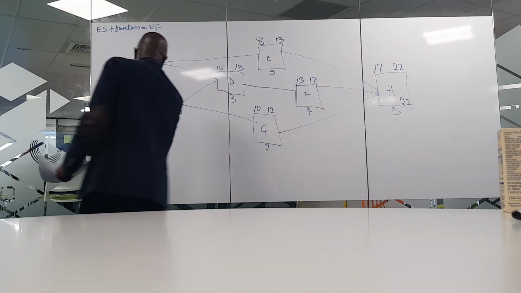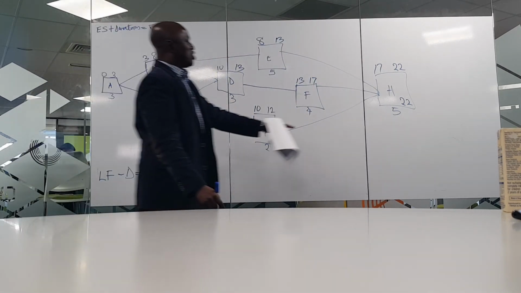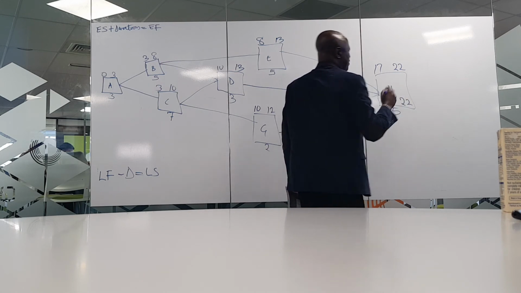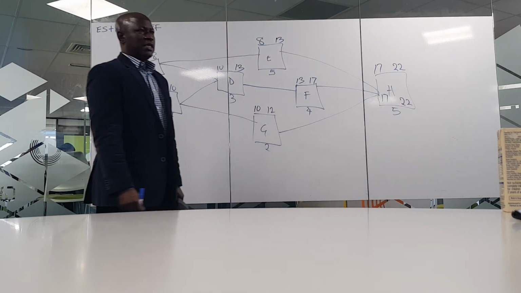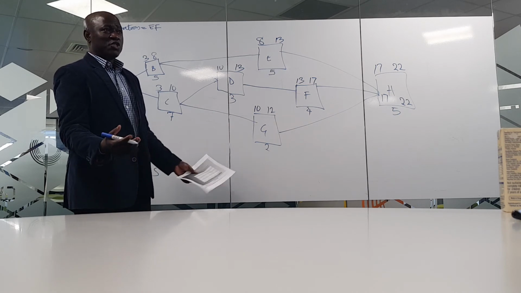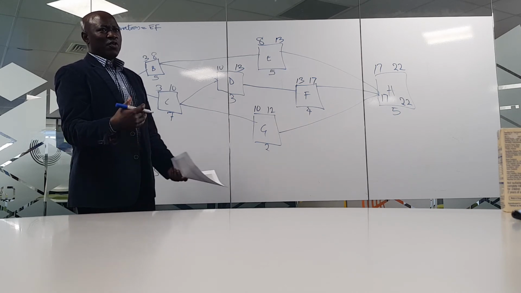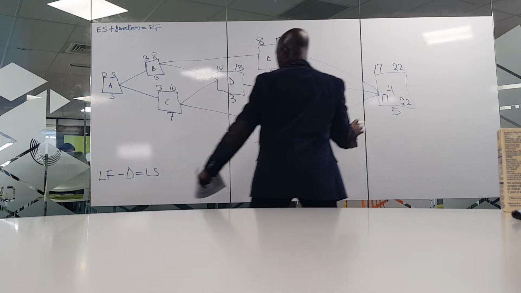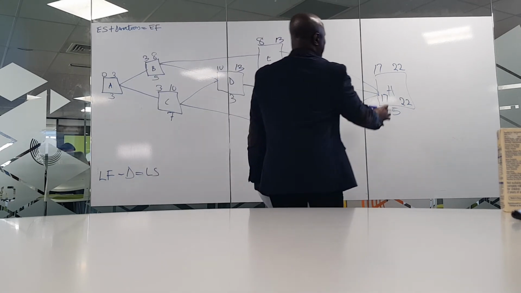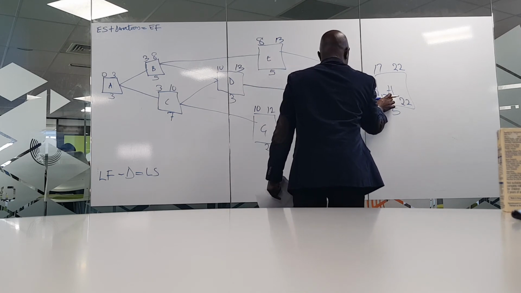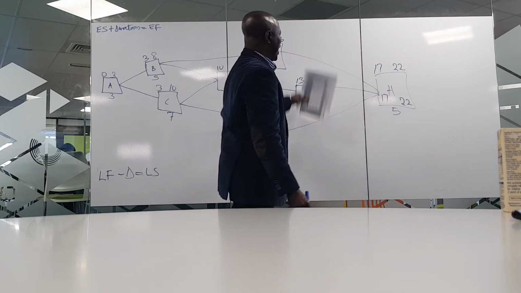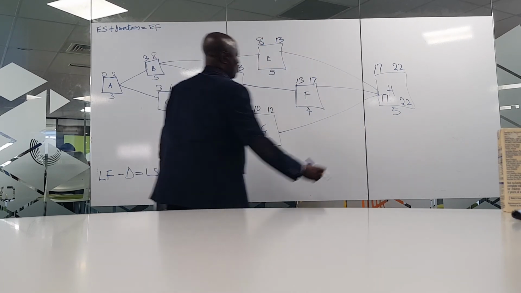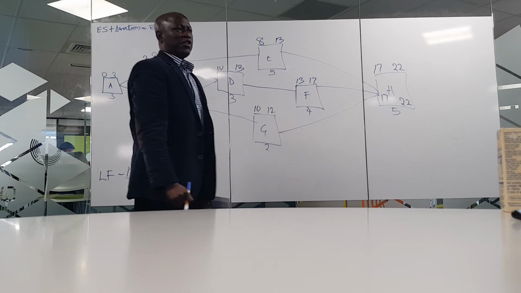Remember, the formula says minus duration. What is the duration here? 5 days. 22 minus 5, we have 17. Same thing, yes, but we're working towards something. Now, this is your late start. You're definitely going to transfer this to wherever you're working next. Whatever you get as your late start will be your late finish for your next activity.